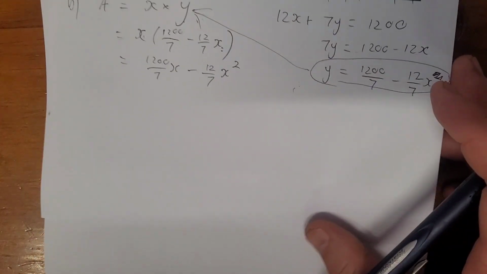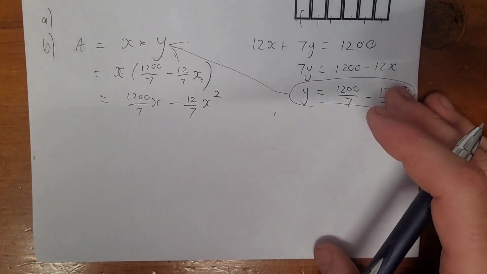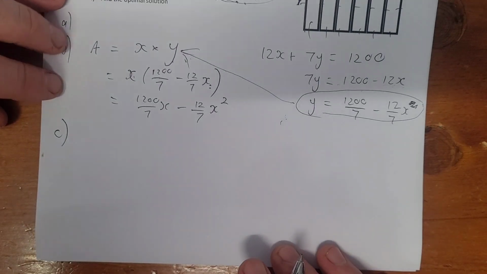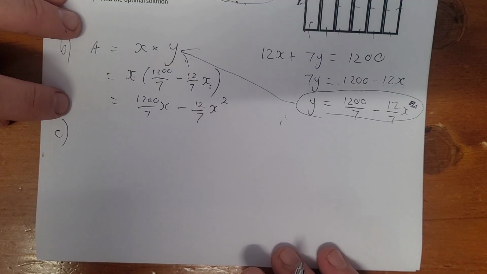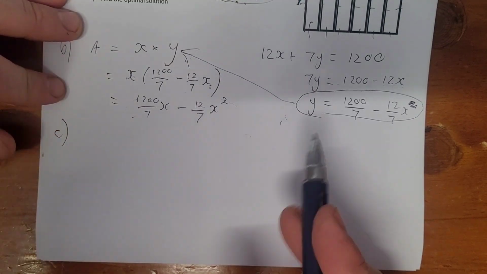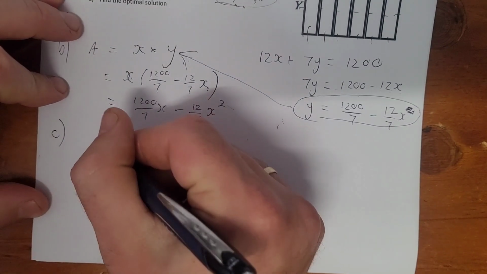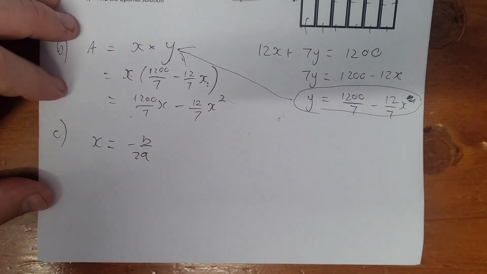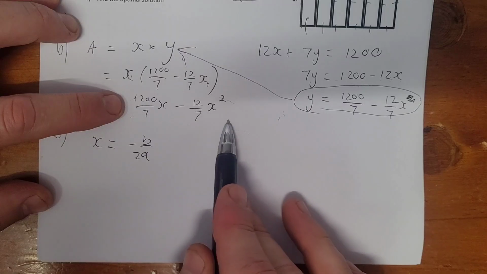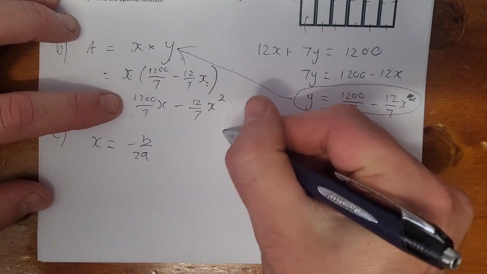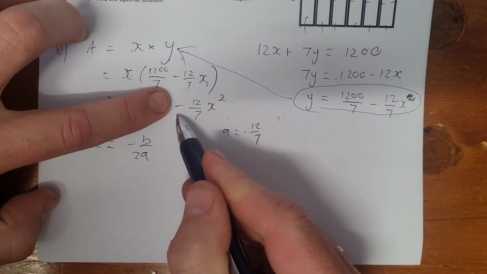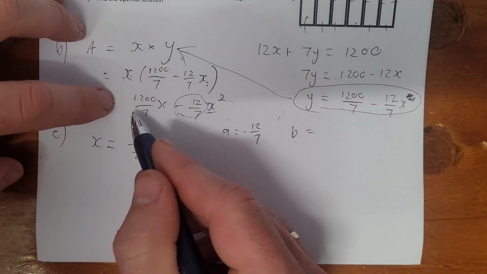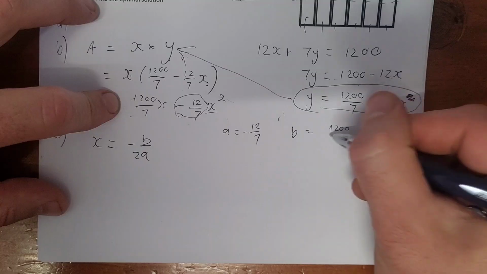And then part C says find the optimal solution. Now the optimal just means the best, the most economic, the one that's going to give us the maximum area, right? Well, we could graph that and G-solve it, but we also know from optimization that the vertex, the optimal solution, occurs at x is minus b on 2a. Now, in this circumstance, the a value is negative 12 on 7. A is always the coefficient of x squared, and the b value is 1,200 on 7.